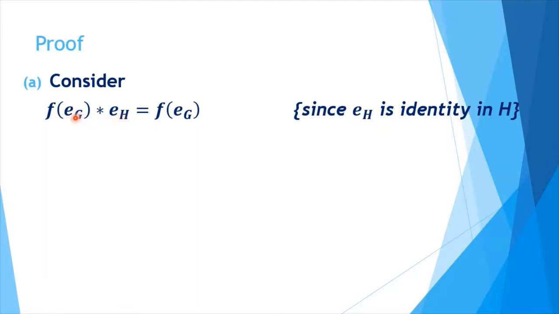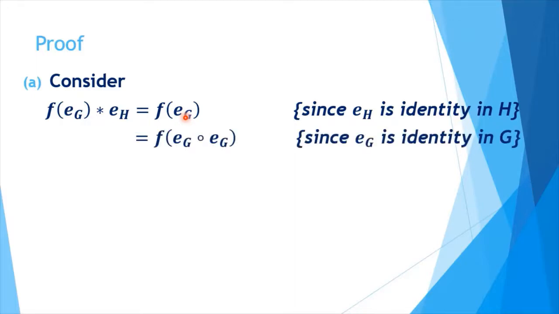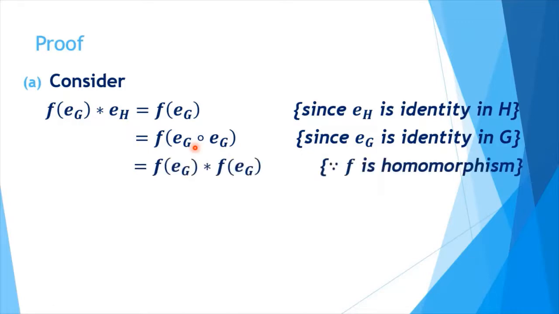As EH is an identity in H, when you multiply any element with the identity, the result will be that same element. So, f of EG star EH is equal to f of EG. But in G, EG is the identity. So, EG can be written as f of EG dot EG. As f is a homomorphism, it has this property that when it is operated on each element, it will be equal. So, f of EG dot EG can be replaced by f of EG star f of EG.